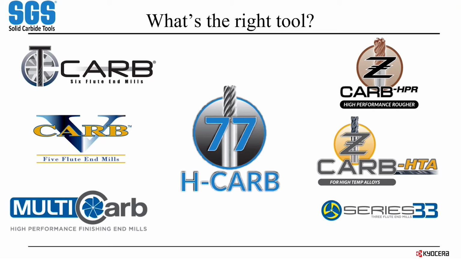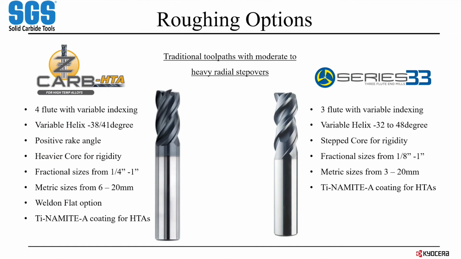So within our product line for HTAs, we have a lot of options. Some specifically designed for HTAs, and some that are just very well suited for it, and also well suited for different types of operations. We have our T-carb 6 flute, the V-carb 5 flute, multi-carb, our Series 77 H-carb, the HPR, and our Z-carb HTA, and then the Series 33. We'll dive into a little bit about each of those.